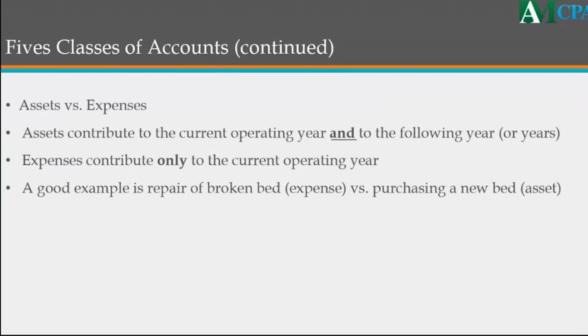But guess what? There are certain rules you have to follow when it comes to writing off your expenses. Every tax season, people want to write off as many things as they can. There's nothing wrong with that. But there are certain things you cannot write off. You have to either depreciate them or amortize them, as we call it in the accounting language. So what's an asset? What's an expense? An asset is an item that contributes to the current operating year and to the following years and after.